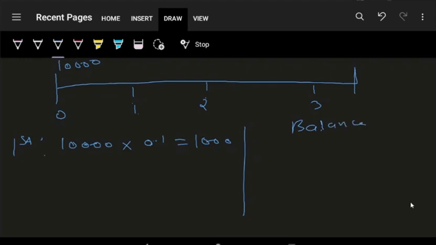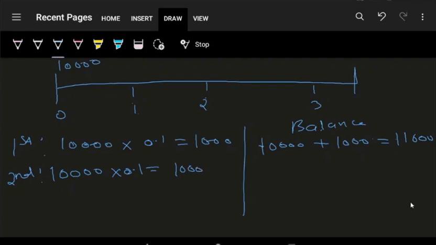At the end of the first year, we have 10,000 plus 1,000 interest earned, that is 11,000 in our bank account. Similarly, at the end of second year, the interest would again be calculated on the initial capital, that was 10,000, and would again come the same as 1,000. And similarly, the balance at the end of second year would be 11,000 plus 1,000, that is 12,000.